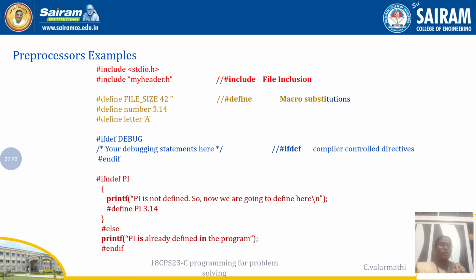Coming to the next part, #define. I already told you, #define FILE_SIZE 42. Here FILE_SIZE is a string, and that value 42 is substituted wherever the FILE_SIZE string occurs. Similarly, #define NUMBER 3.14, and #define LETTER where one letter is assigned. This is also possible. These come under the category of macro substitution.